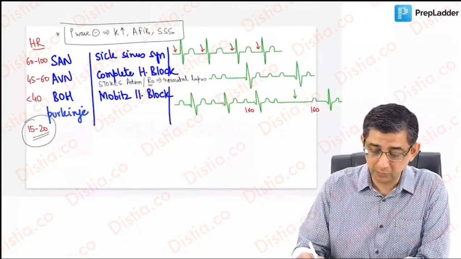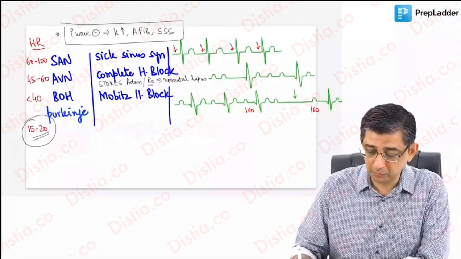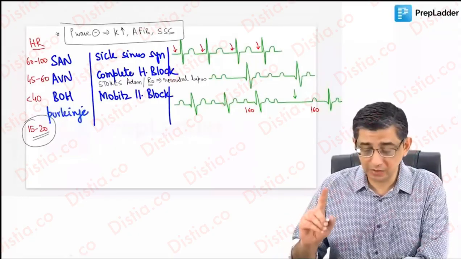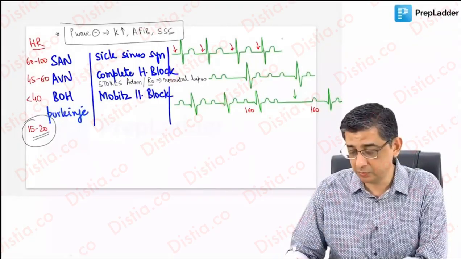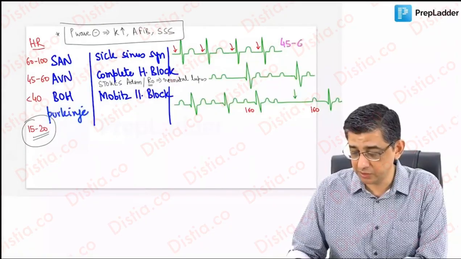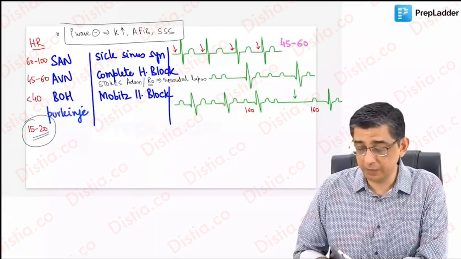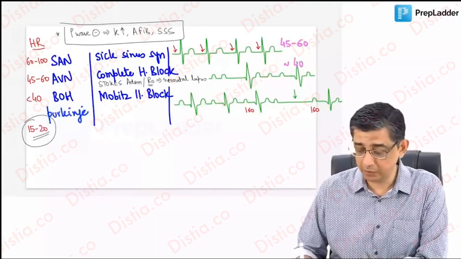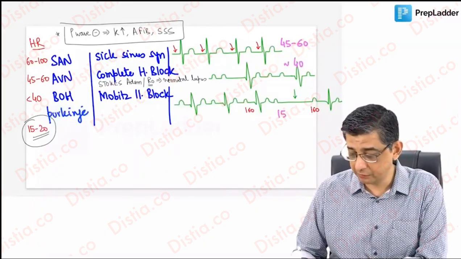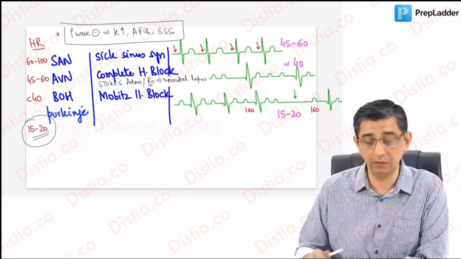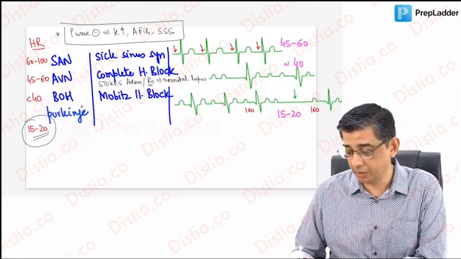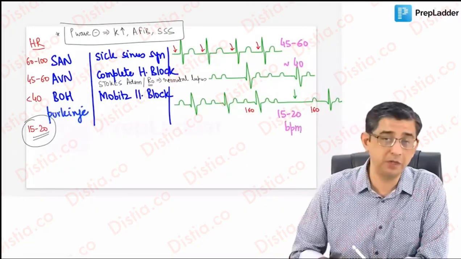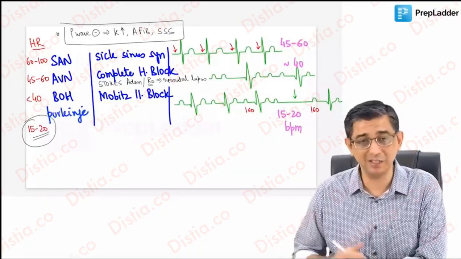For just completion of this topic, I am going to mention the heart rates here. In sick sinus syndrome, the maximum heart rate possible for a person will be 45 to 60. In a person with complete heart block, the heart rate can be a maximum of about 40 per minute. But in patients of Mobitz 2 heart block, the heart rate will suddenly dip. In this gap, you see, there would be a substantial gap, and the heart rate will decrease to only 15 to 20 beats per minute, which is going to be excessively low.